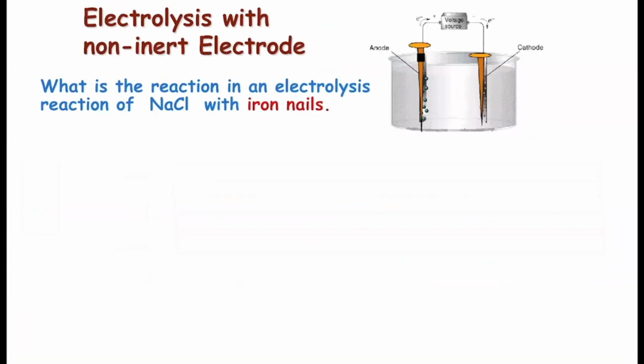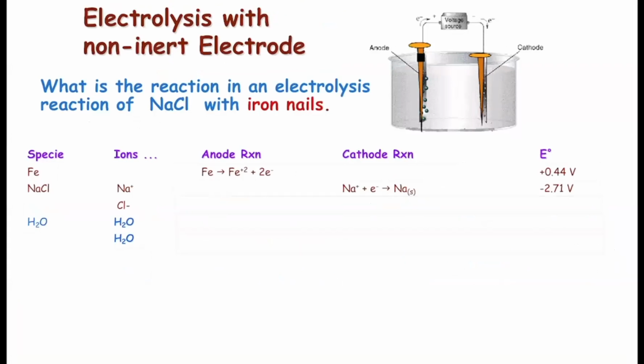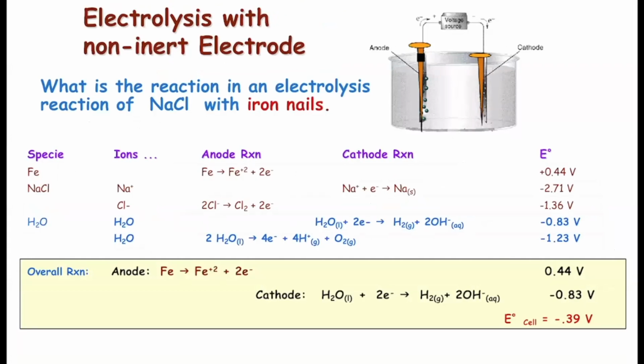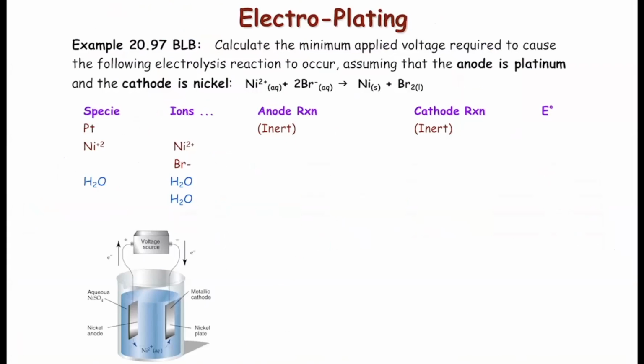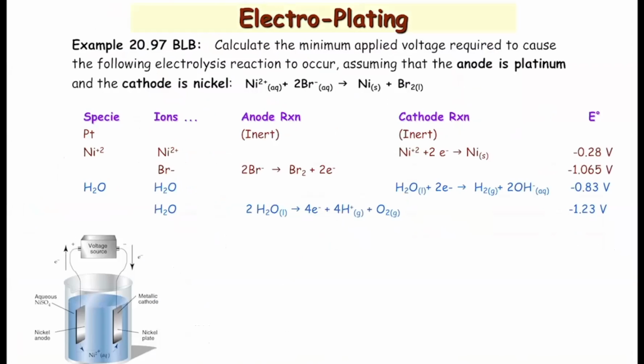I'll give you one more example in which water is not the dominant reaction. This particular reaction, we have nickel bromide in water. Nickel has a potential of minus 0.28 volts. Bromine has a potential of minus 1.05 volts. And then we have the water. You always have to keep the water reaction if you're doing it in aqueous medium.